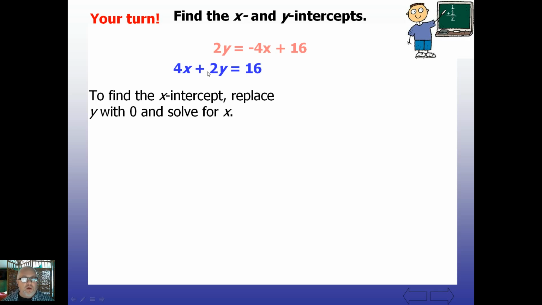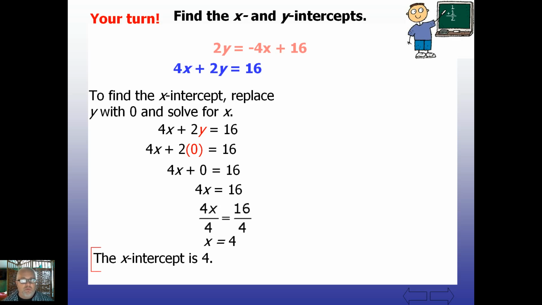So let's go ahead and solve for the x-intercept. What do you think? 4x plus 2 times 0 equals 16. What does x have to be? I'm thinking x has to be, of course, the number 4. How do we find the y-intercept now? We have our equation there in blue. That's going to be the one we're going to work with.